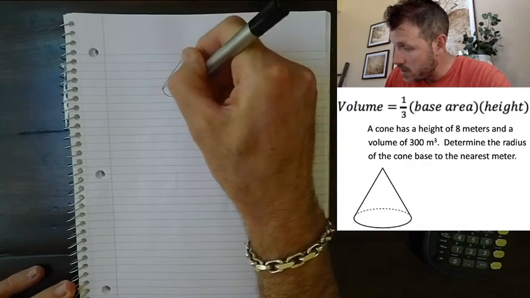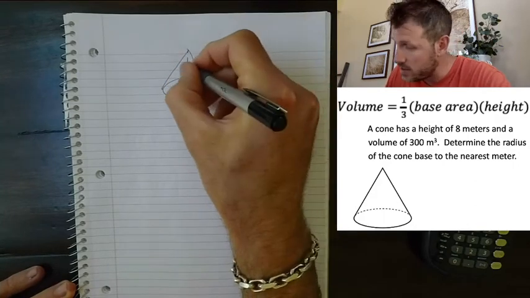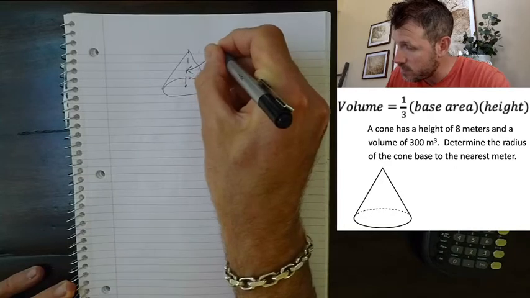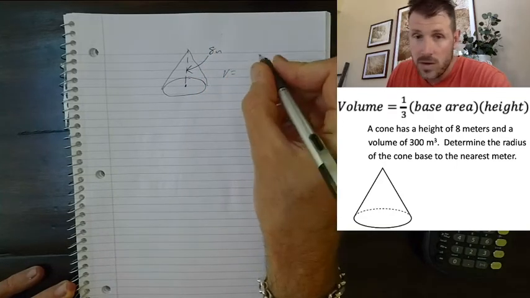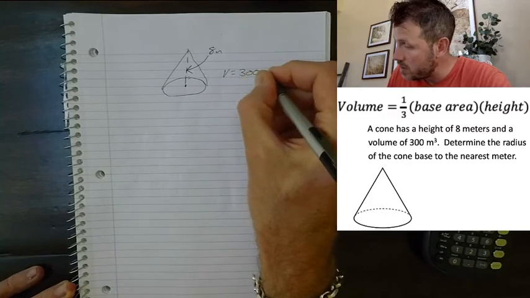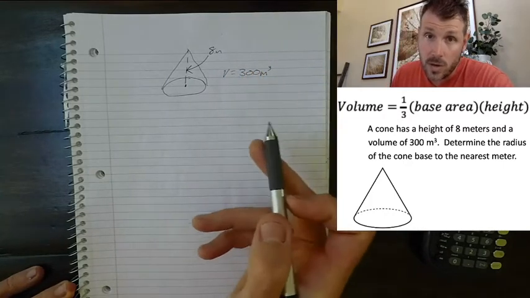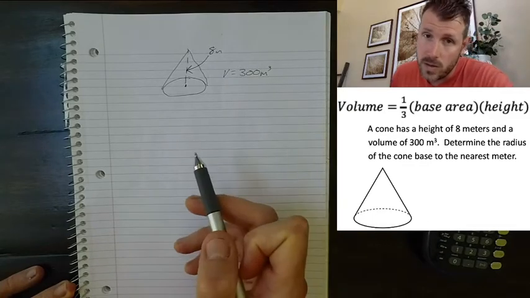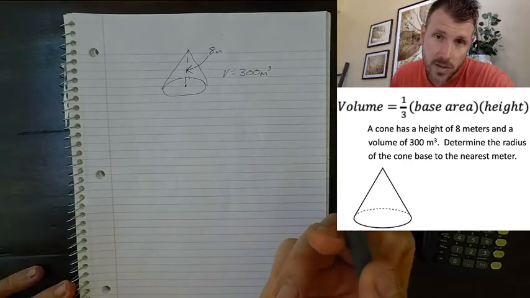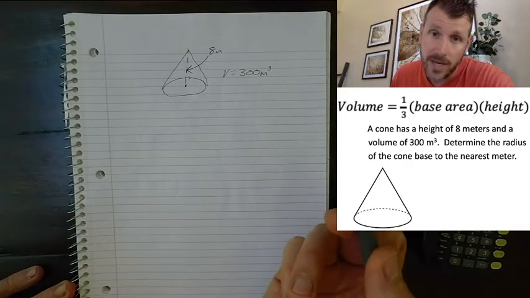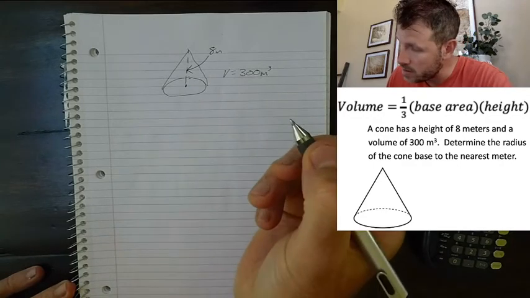We're given our height here at 8 meters. And we're given a volume of 300 meters cubed. So we don't know the base area, and we need to establish what that radius is from the base area. So let's plug in what we have and see what we need to solve for.